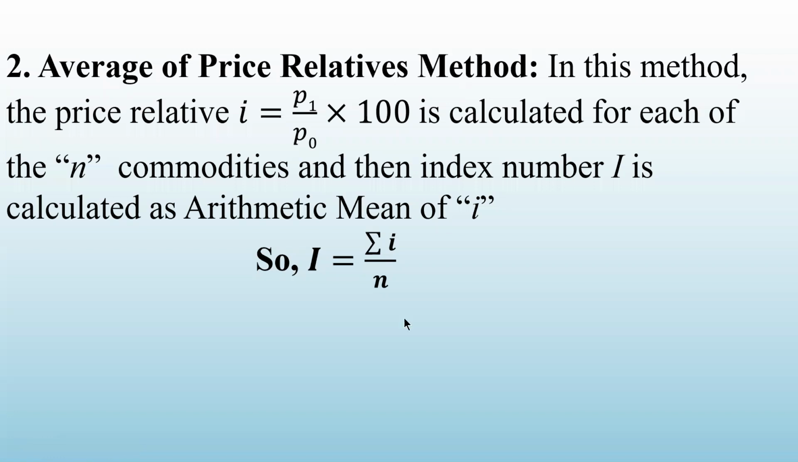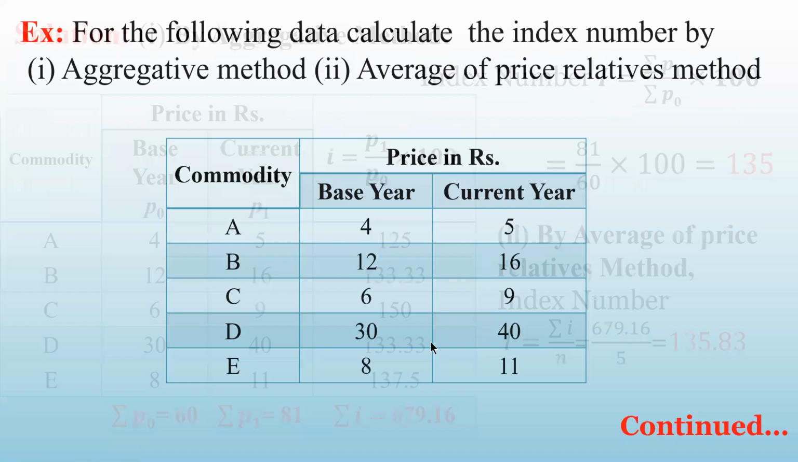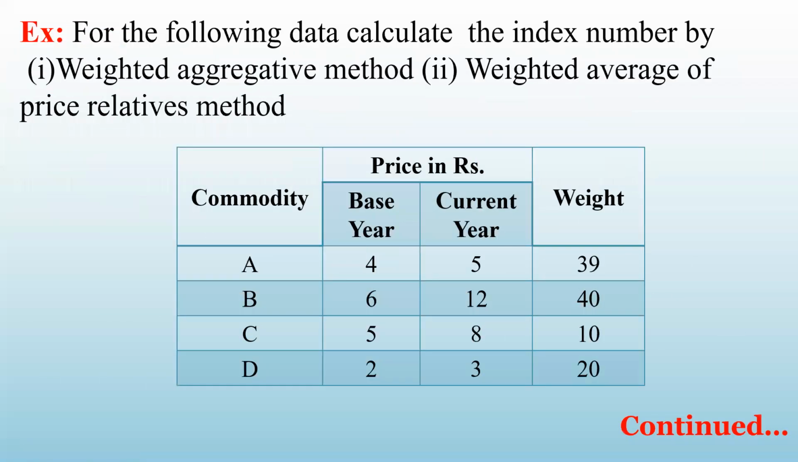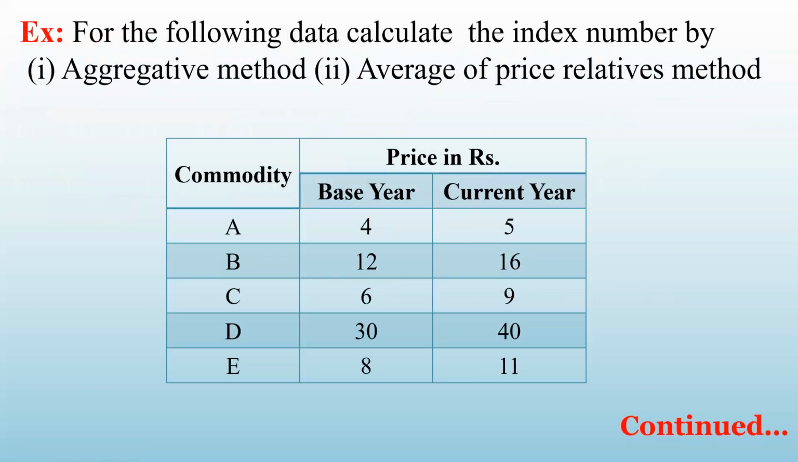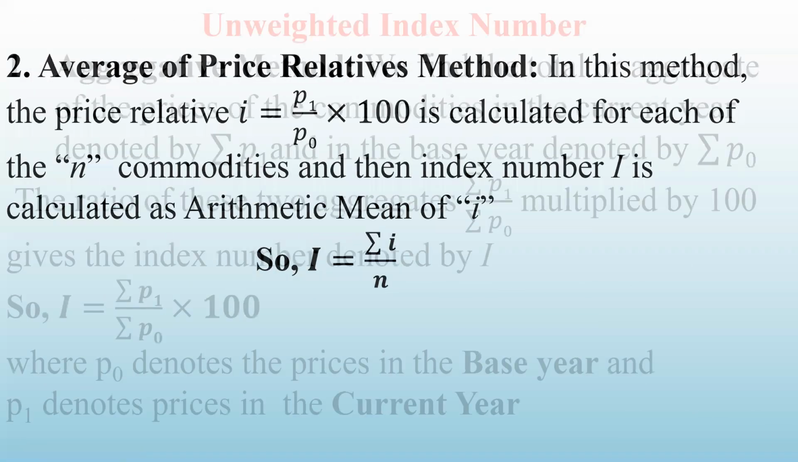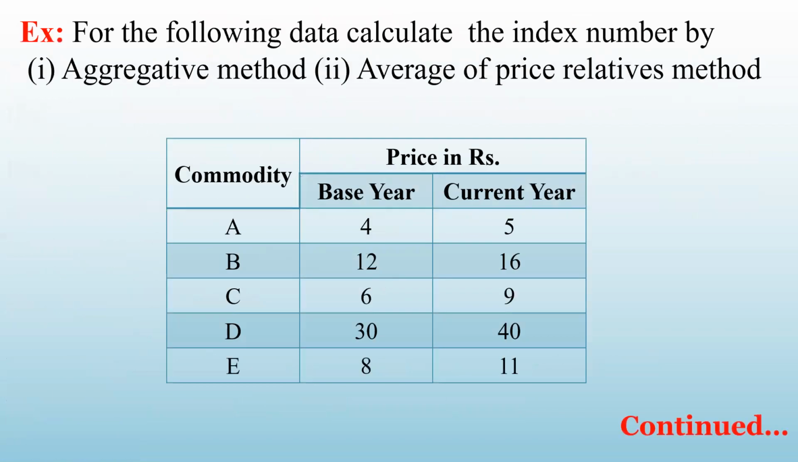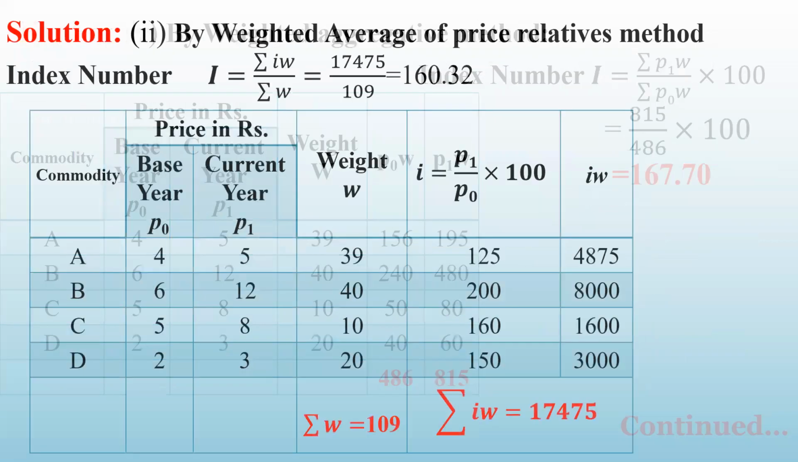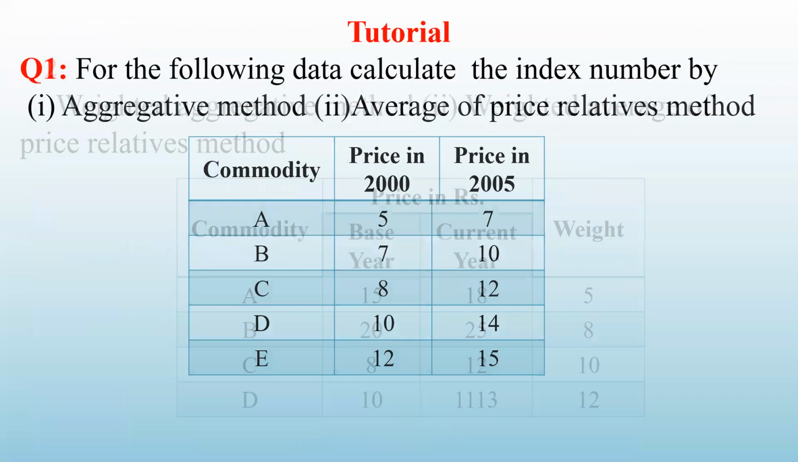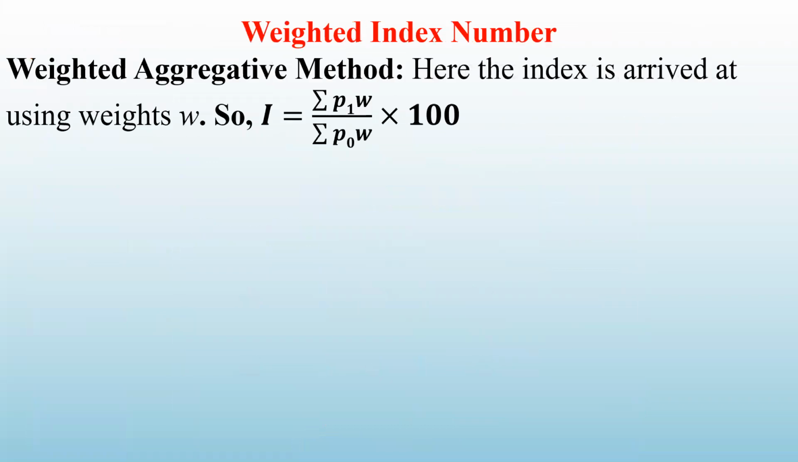Then we have seen what is weighted type of index number. In that, again, we have seen two types of methods: weighted aggregative method and weighted average of price relative method. This one is unweighted, and these problems also we have solved. This tutorial we have done yesterday.